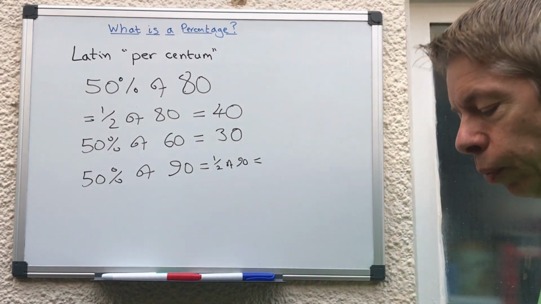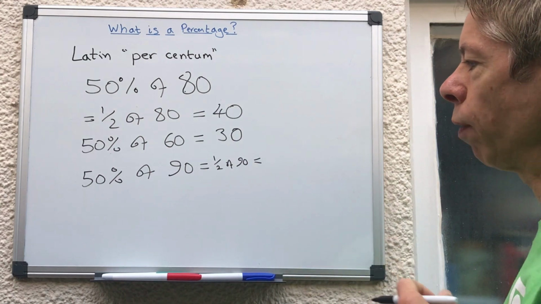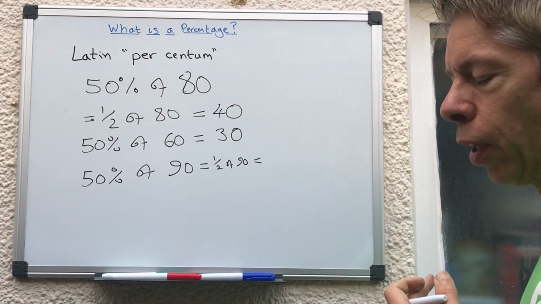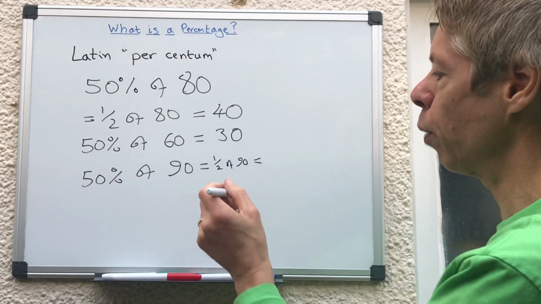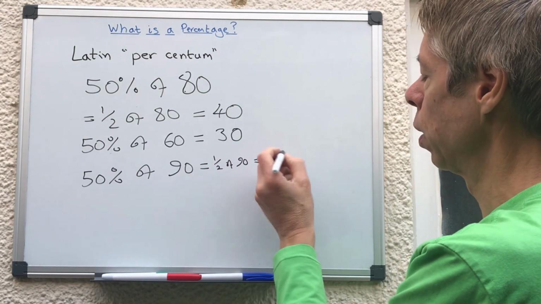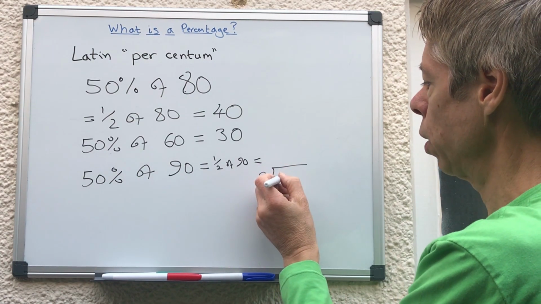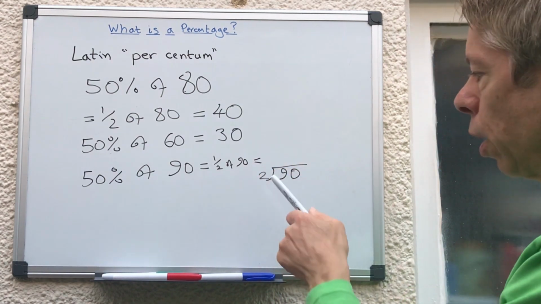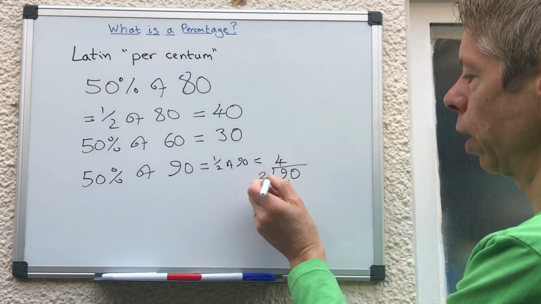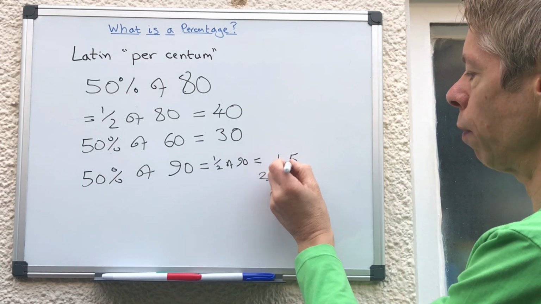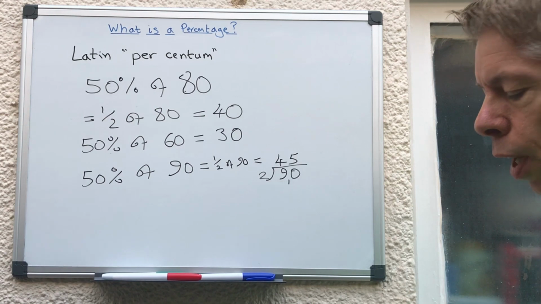Most of you, a lot of you will know that half of 90 is 45. Okay, what if you didn't know that and you had to calculate 50% of 90? Well, hopefully you've seen our previous video on bus stop, so we can do a little bus stop calculation. 2's into 9 is 4, remainder 1, 2's into 10 is 5. So 50% of 90 is 45.